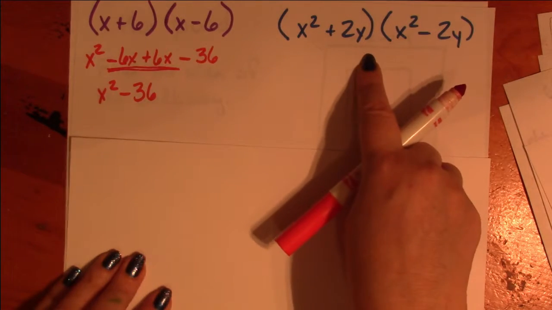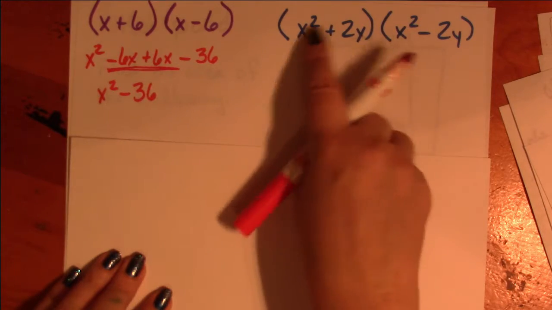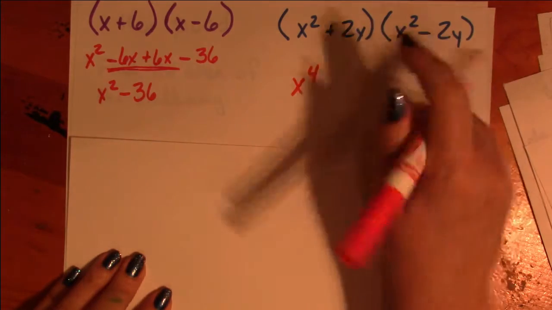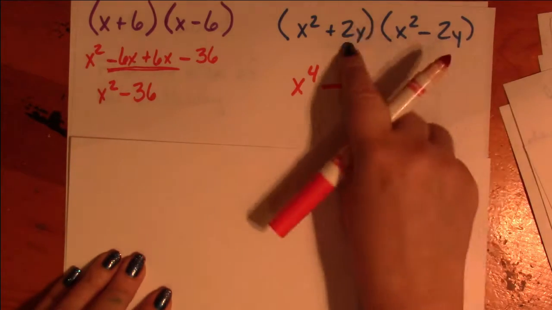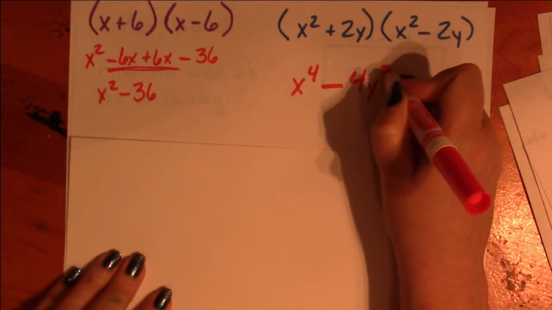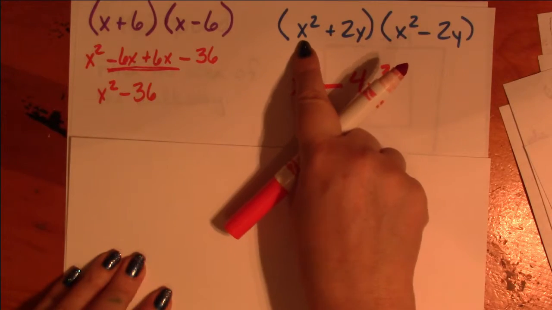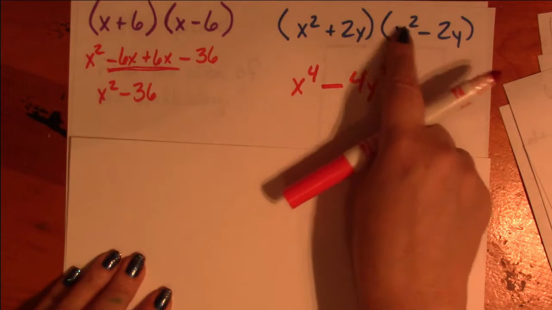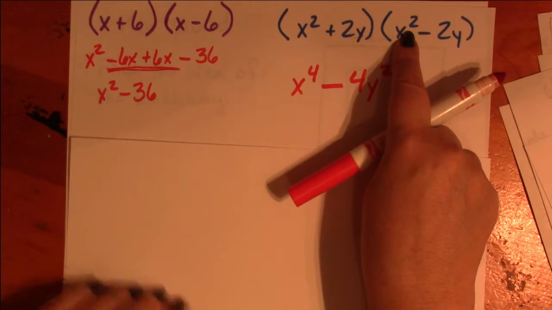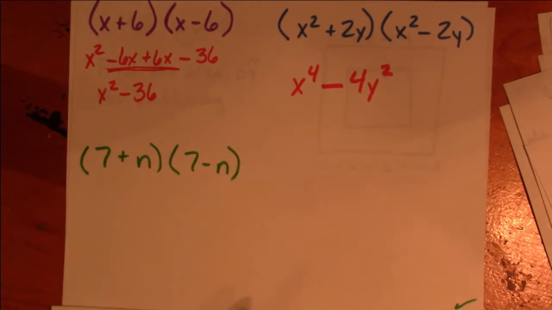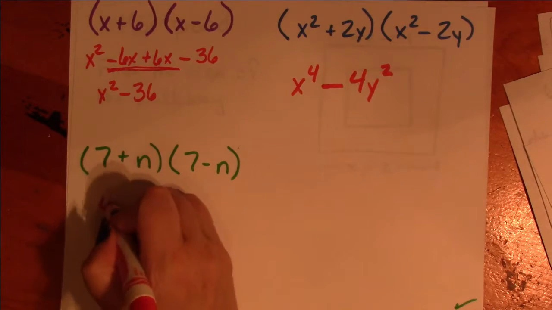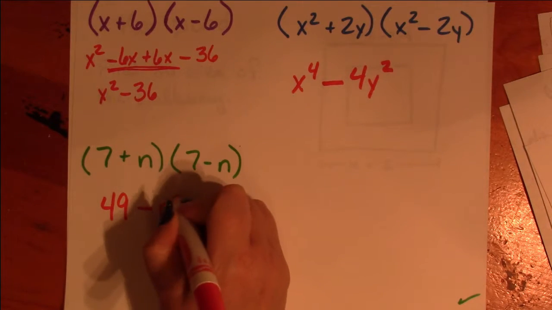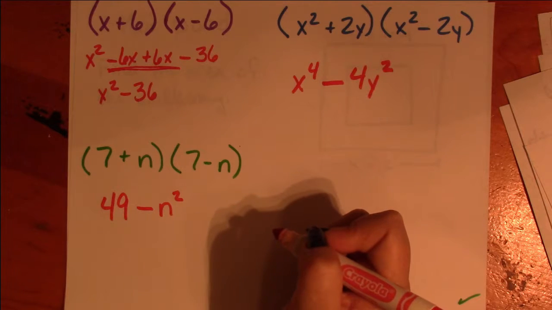So let's try the shortcut here. We're going to find a square of the first one, which is x to the 4th, and a square of the second one, negative 4y squared, because there's a positive 2x squared y and a negative 2x squared y that will cancel each other out. This one is similar. We're going to go 49 is the perfect square for the first number, and then negative n squared for the second part.